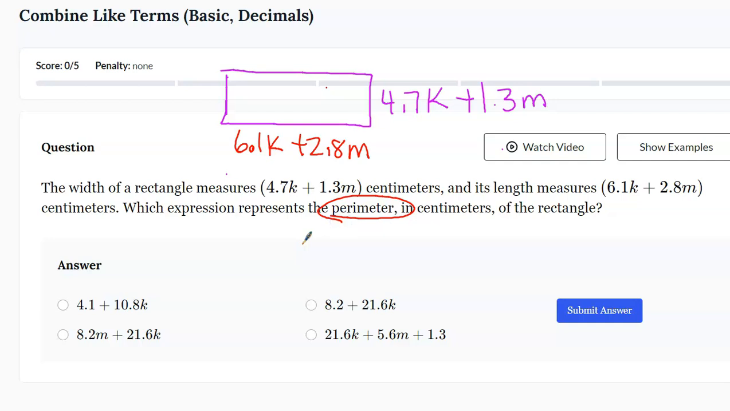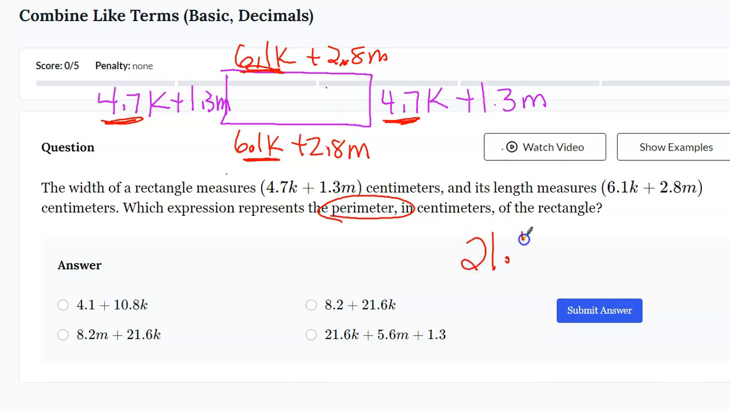Well, the perimeter is a distance around the whole object. So I actually need to write those dimensions up here and over here as well, because I need to add up all 4 sides. Alright, so let's start with our k's. We have 6.1 plus 6.1, that's 12.2, plus 4.7 plus 4.7. So let's see, we've got a calculator here. I'm going to type it in. 6.1 plus 6.1 plus 4.7 plus 4.7. And I got 21.6k.